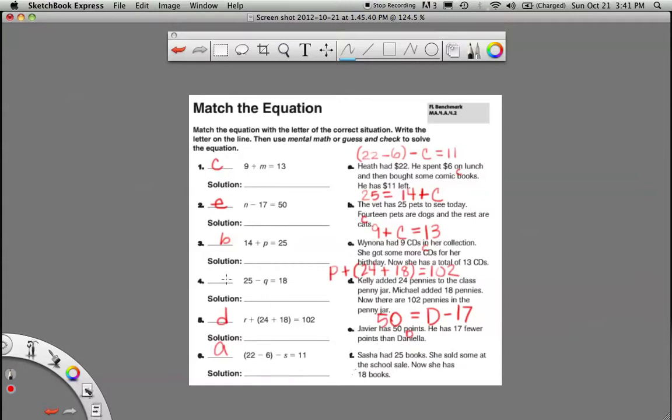So the last one we know it's going to have to be this one right here, but let's just go through it and think it out loud. Sasha had 25 books. Here's the 25 that she had.